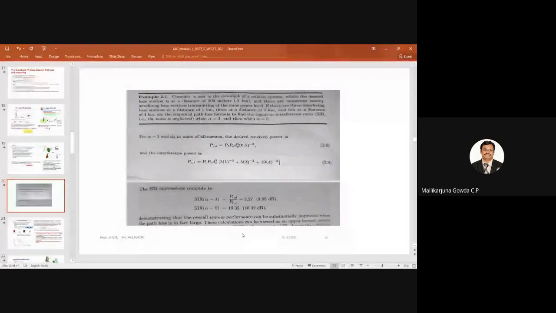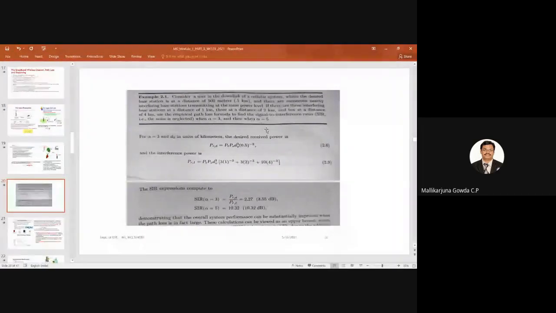With 1 kilometer, some number of interfering base stations, with 2 kilometers, some other number of interfering base stations, and with 4 kilometers of distance, some other, I consider around 10 interfering base stations. With that, I could calculate the signal to interference ratio for two values of the path loss exponent, that is when alpha is equal to 3 and when alpha is equal to 5.